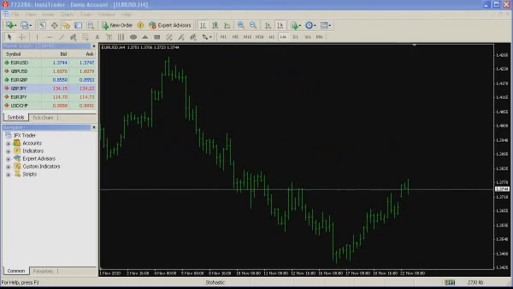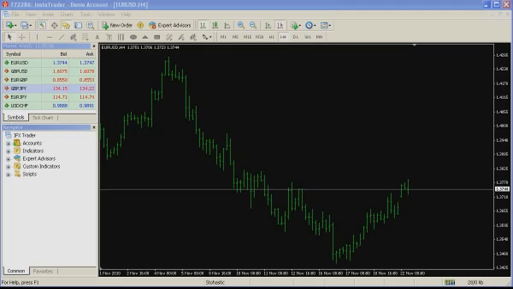Stochastic was developed in the 50s of the last century by George Lane, and its main idea consists in the thesis that in rising market conditions, the closing prices are usually closer to the maximum price over some period of time, and in falling market conditions, quite the opposite, the prices are closer to the minimum price over the same period of time.